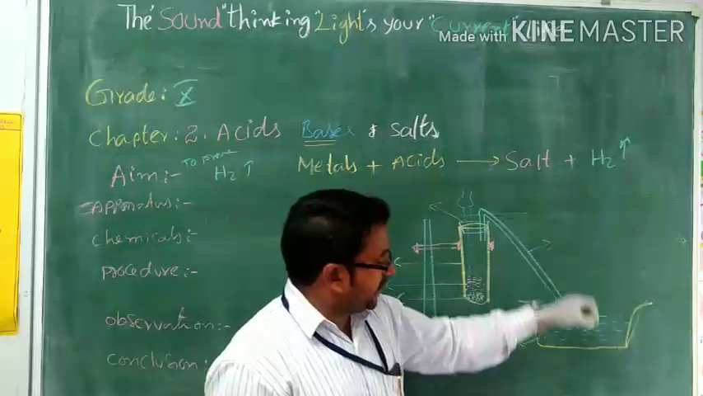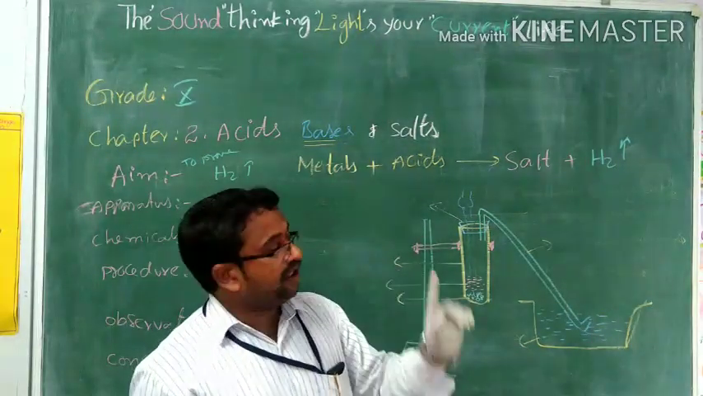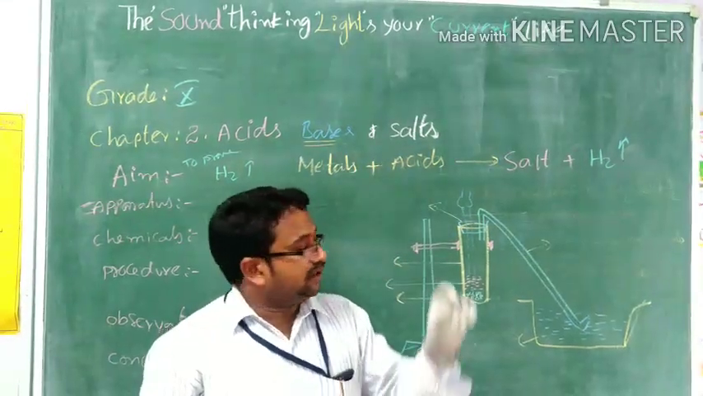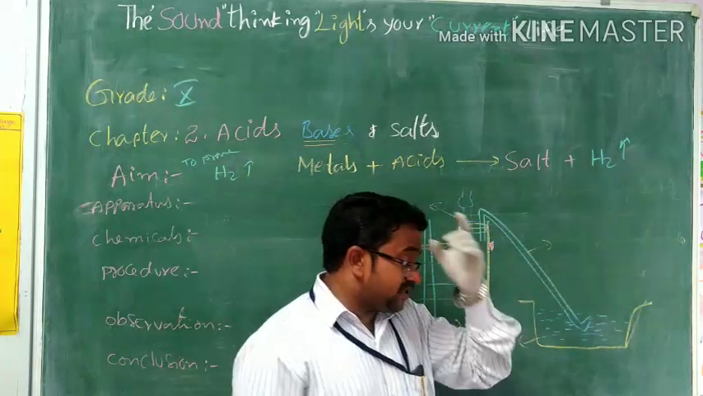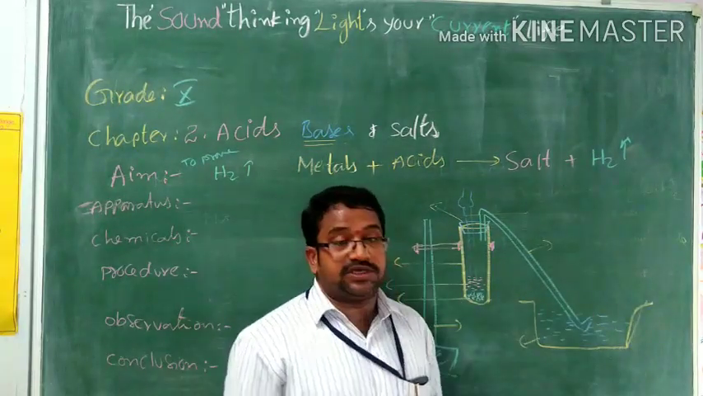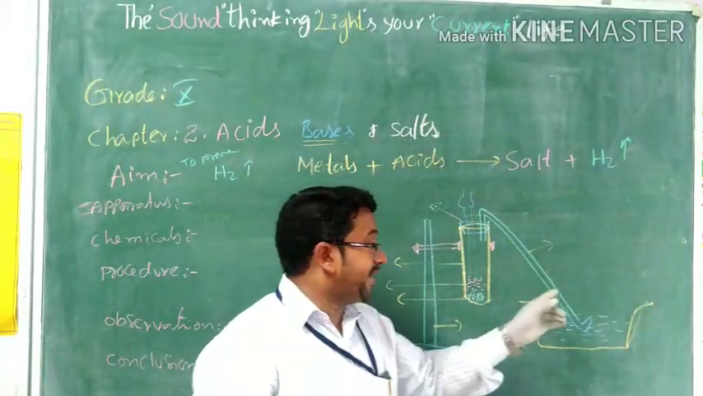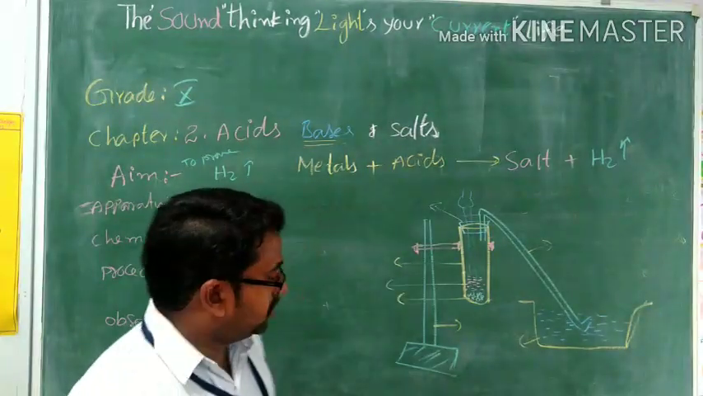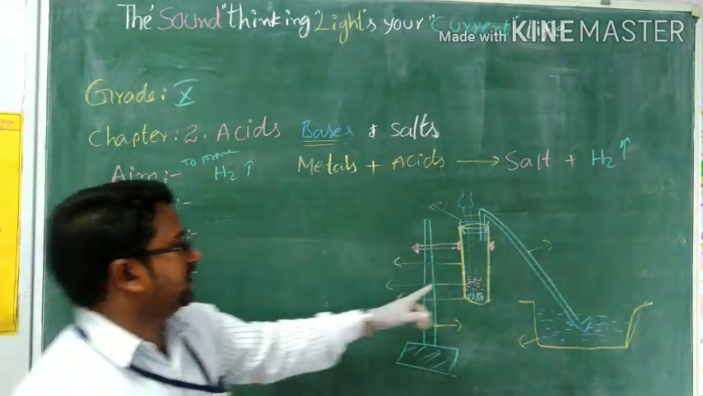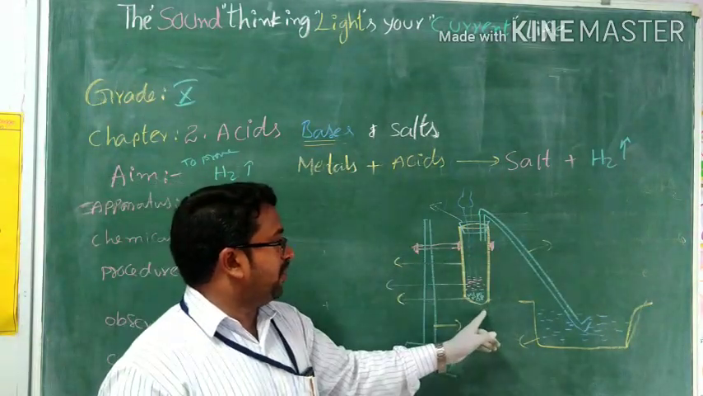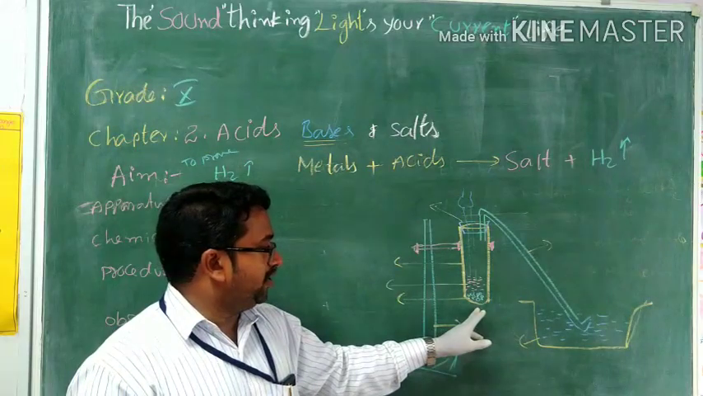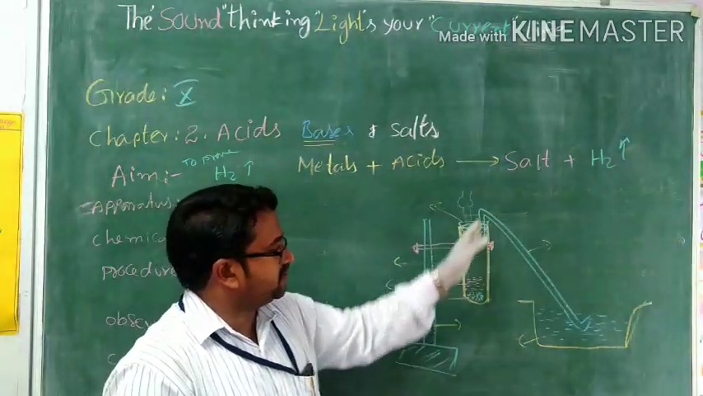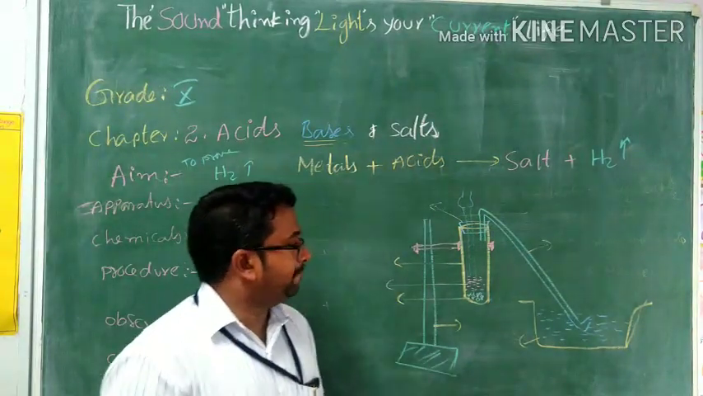How can you say that it is hydrogen gas? In the beginning of the activity I said the test of hydrogen. Hydrogen gas puts off the burning splinter with a pop sound, and the gas burns with a blue flame. Okay? Now, that's the procedure. Take some zinc granules in the boiling tube, add some diluted hydrochloric acid. Because of the fast reaction, immediately hydrogen gas is evolved, meaning colorless gas is evolved.